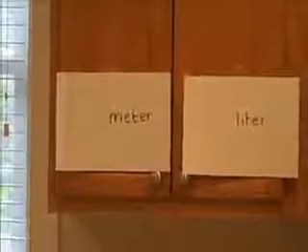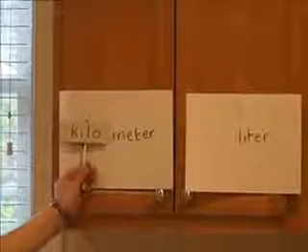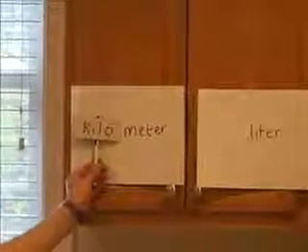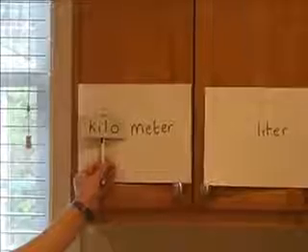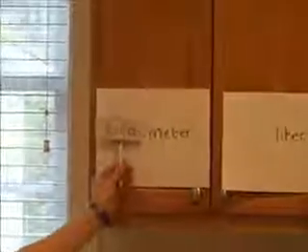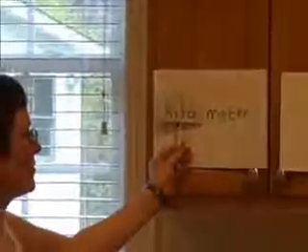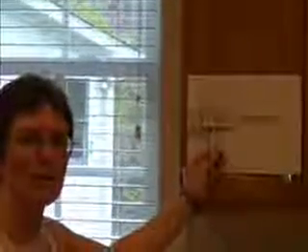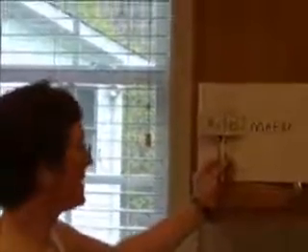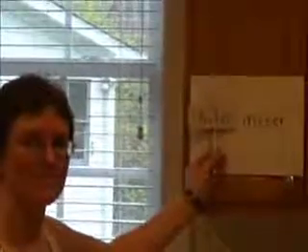Now, you've got kilo, Alison. Would you like to explain that? Yeah, I've got kilo, and this is times by 1,000. So it is 1 metre times by 1,000, which gives 1 kilometre, which is not quite as much as a mile, but it's quite a long way. So a kilometre is a metre times by 1,000.